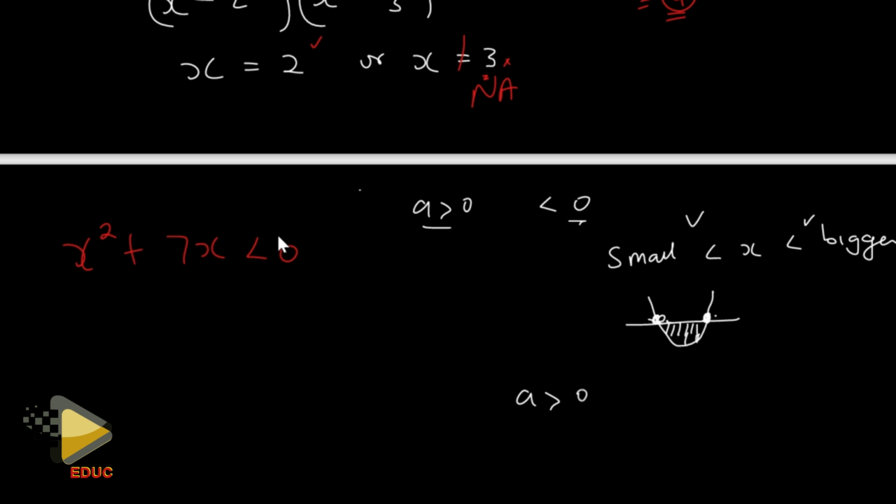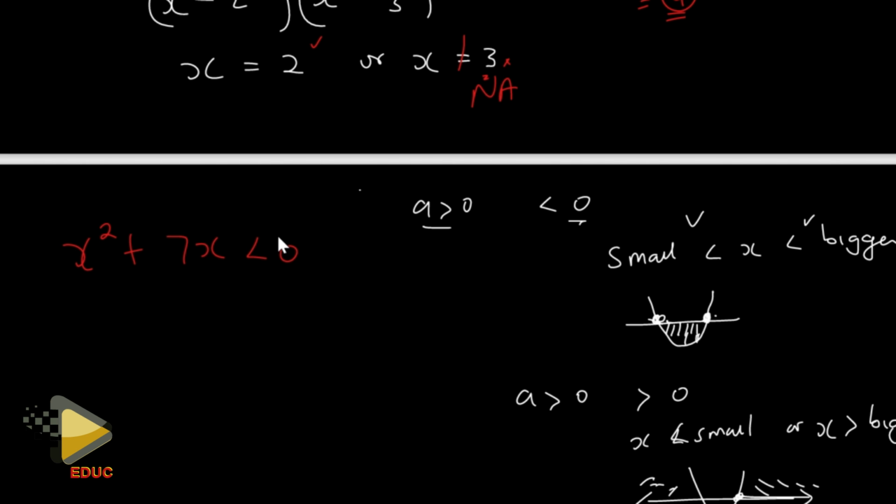If the a is greater than 0, and the inequality symbol is greater than, then it's going to be x is less than the smaller value, or x is greater than the bigger value. We represent it on the parabola. Point of interest is this. We'll do the shading, and the point of interest will be that. That will be the shading.